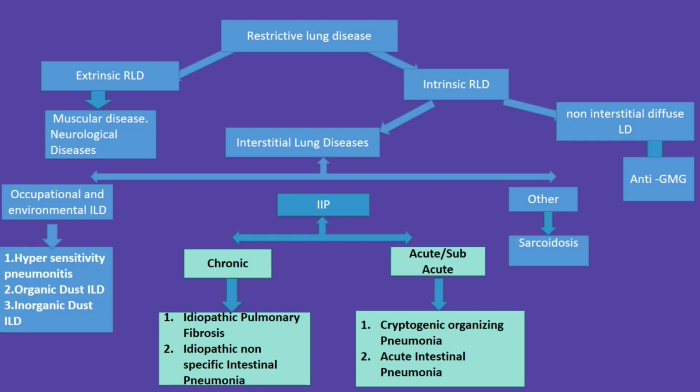If the cause is unknown, we categorize them as idiopathic interstitial pneumonias, IIP, which can be chronic or acute. Chronic IIPs include idiopathic pulmonary fibrosis, IPF, and nonspecific interstitial fibrosis, NSIP. Today, we're focusing on IPF.